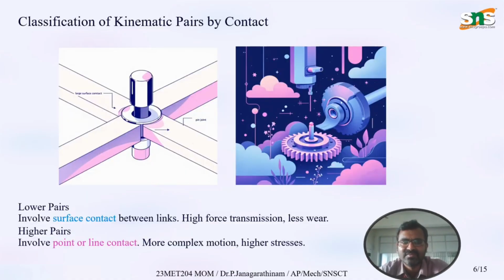And the classification of kinematic pairs by contact is known as lower pair and higher pair. Lower pair involves surface contact between the links, higher force transmission, and less wear. Higher pair involves point and line contact alone, more complex motion and higher stress. Most probably we choose the lower pair, because surface contact is very essential for developing the mechanisms.